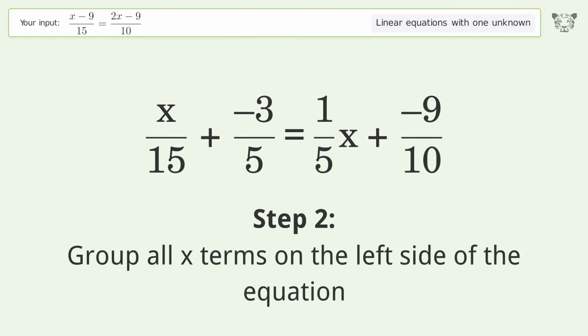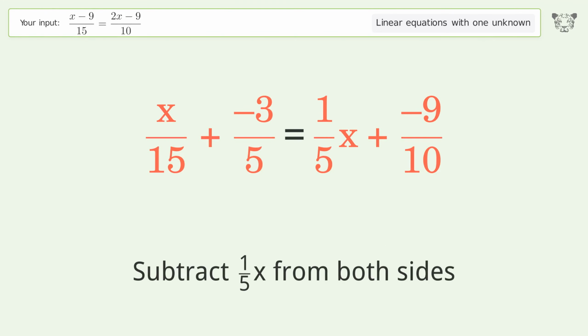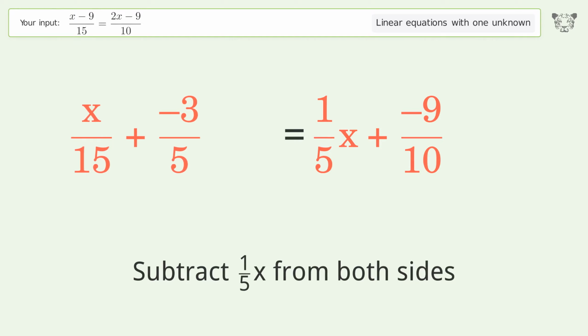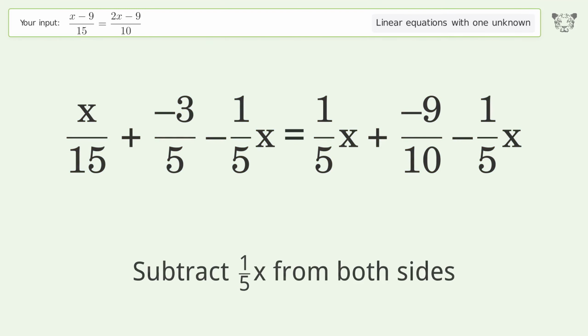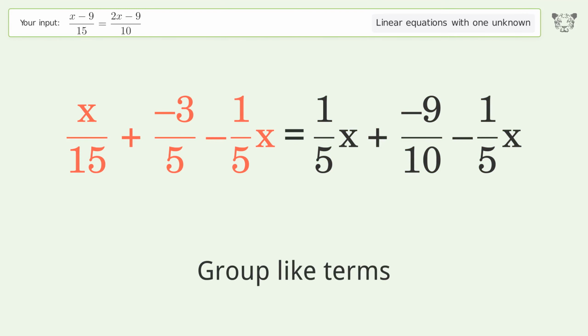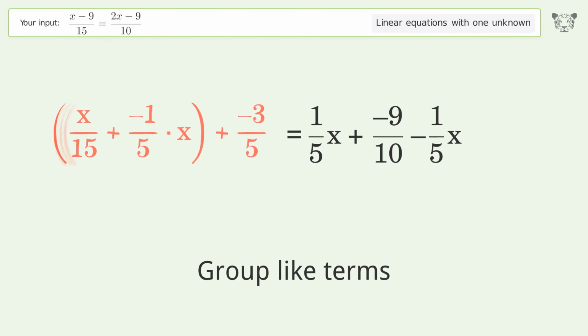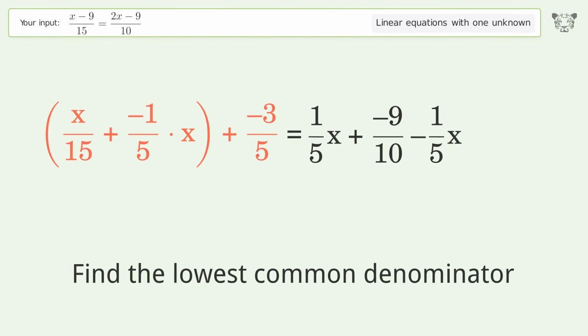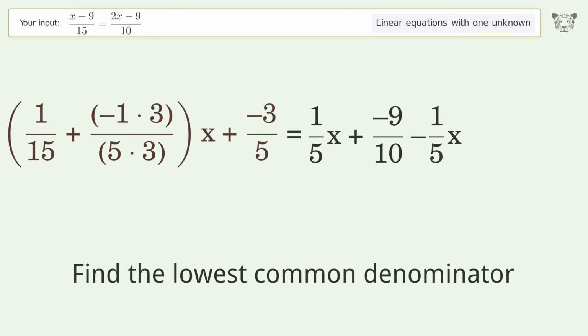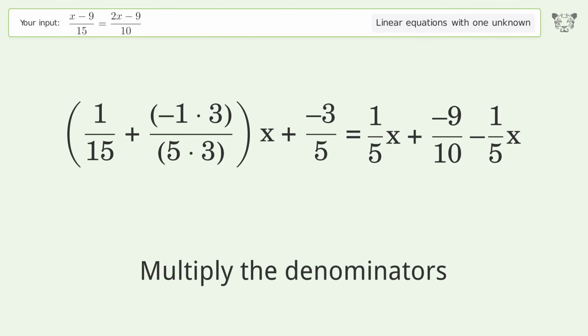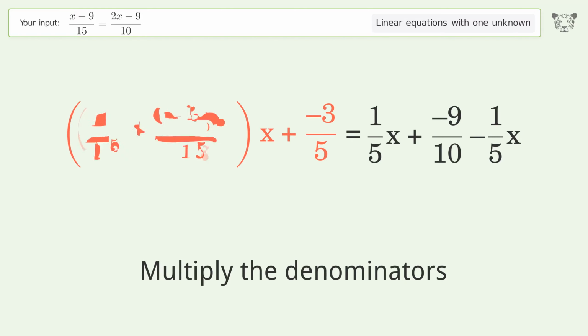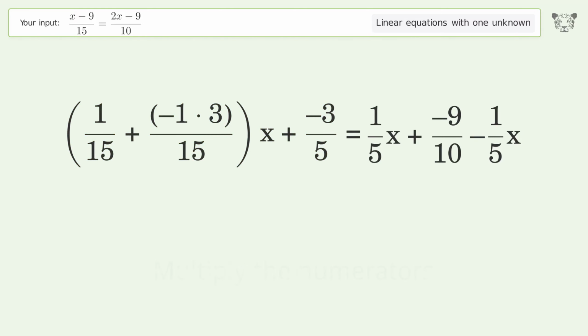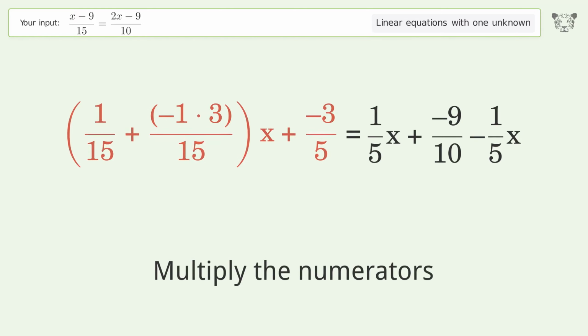Group all x terms on the left side of the equation. Subtract 1/5x from both sides. Group like terms. Find the lowest common denominator. Multiply the denominators. Multiply the numerators.